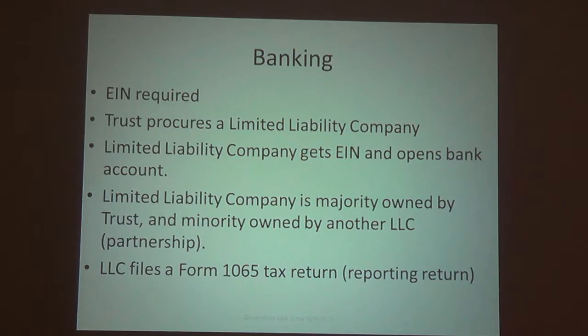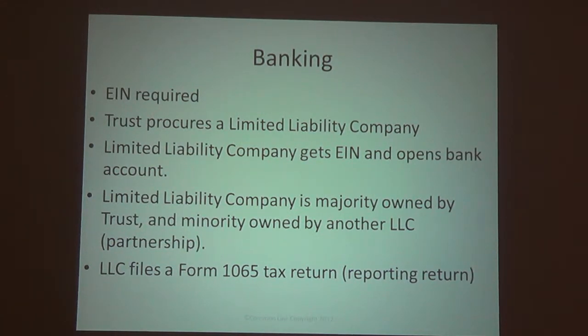So what happens is the limited liability company is set up as a partnership. So you have two LLCs, actually: the trust and the LLC that set up another LLC. And that's American Engineering Services, the one that I operate and manage. It's owned 97% by the trust and 3% by another LLC. The other LLC set it up, and they got the EIN number for it and stuff.